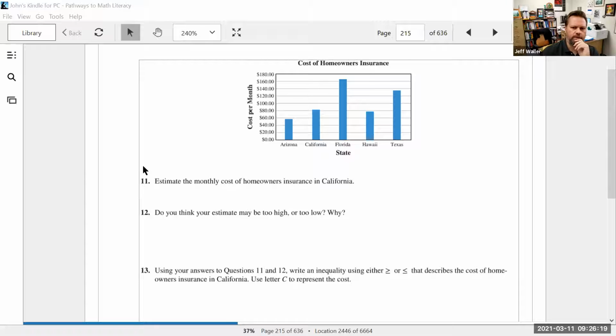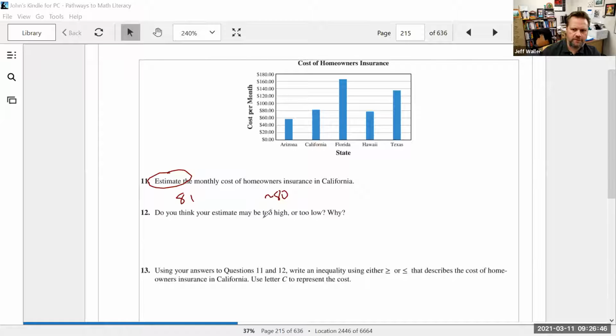So real quick, can somebody estimate the monthly cost of homeowner insurance in California? About $80 per month. It looks like it's a little bit above. So give me a good estimate. Like 81. I like it.